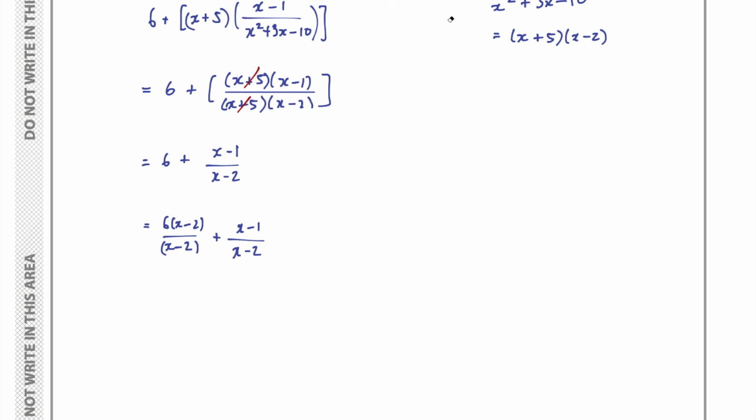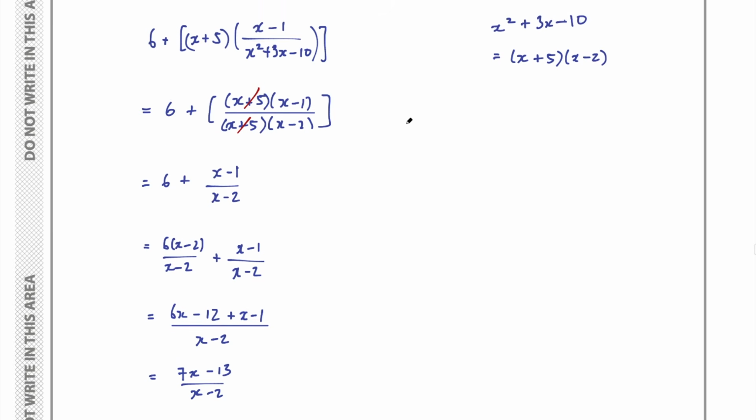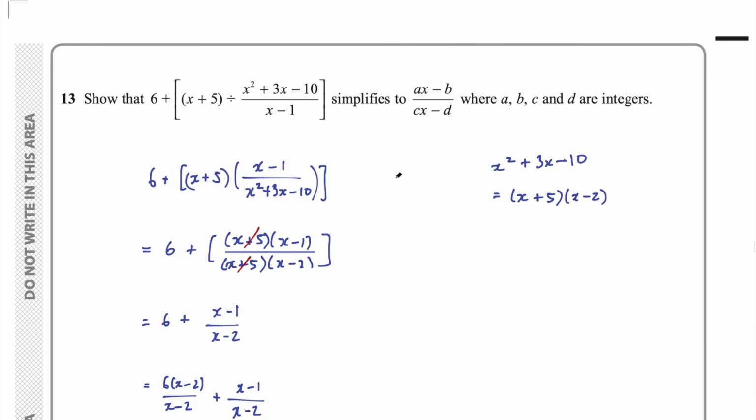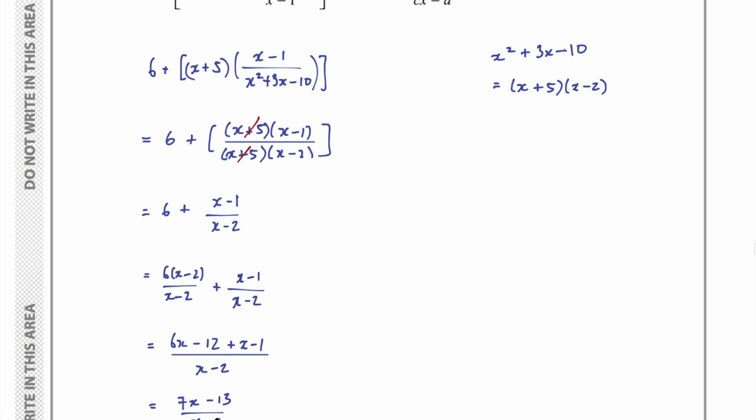Actually, I didn't need those brackets there. Okay, then we can write it all over the same denominator. Also I'd expand out these brackets. So this would be 6x take 12 plus x take 1 all over x take 2. And then simplifying further, 6x plus x is 7x, negative 12 take 1 is negative 13, over x take 2. And now we have it in that form, something x take something over something x take 2.